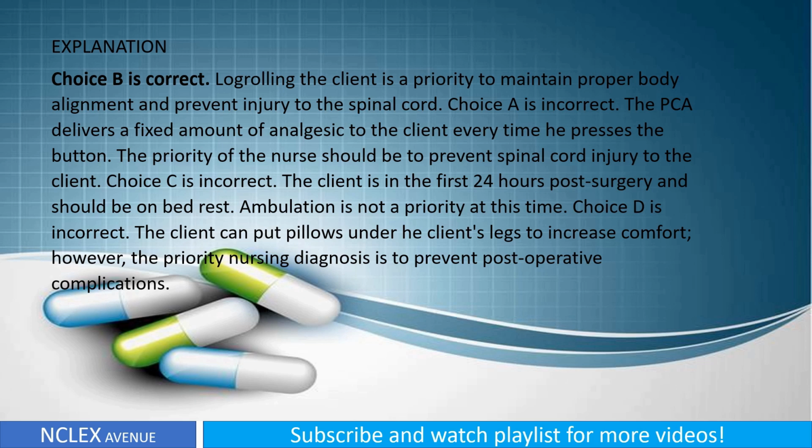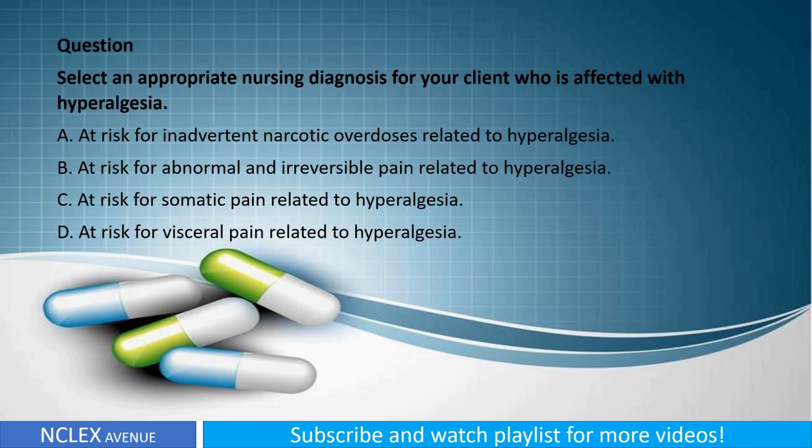Choice C is incorrect. The client is in the first 24 hours post-surgery and should be on bed rest. Ambulation is not a priority at this time. Choice D is incorrect. The client can put pillows under his legs to increase comfort. However, the priority nursing diagnosis is to prevent post-operative complications.